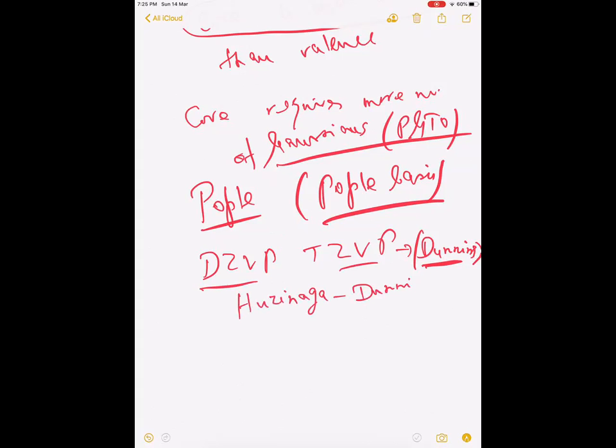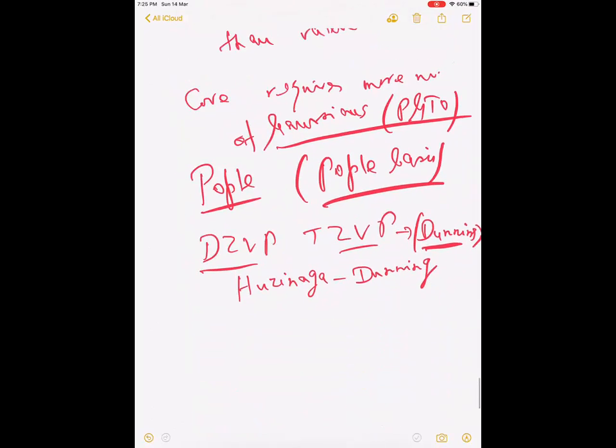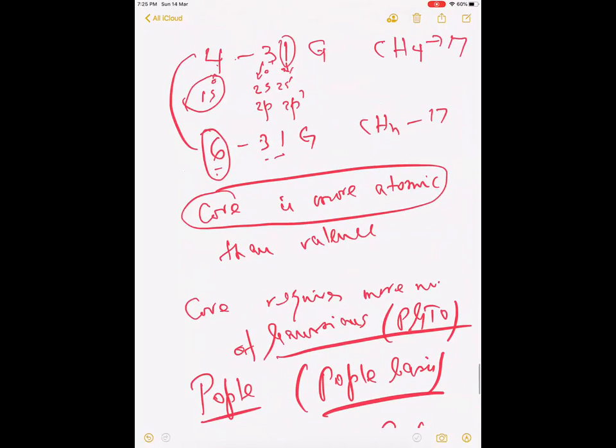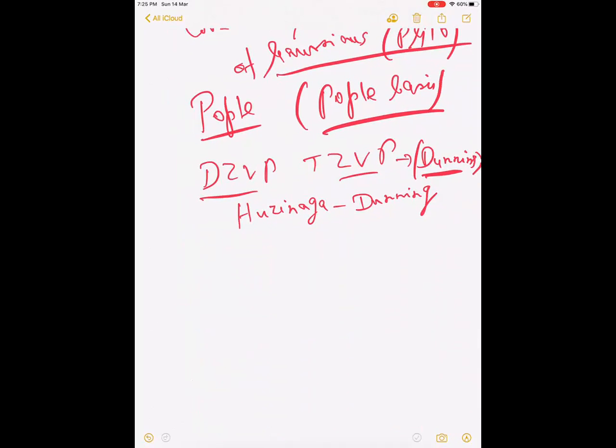But then when Pople came, he changed the nomenclature. He changed also the number of basis function, exponent, everything, and they are now called in the way 6-31G and so on. So these are Pople nomenclature, and they are often called Pople basis sets. Let me now say, how do I explain TZV in Pople nomenclature?